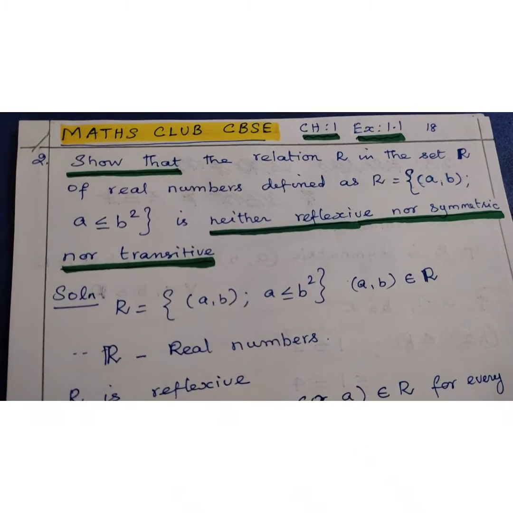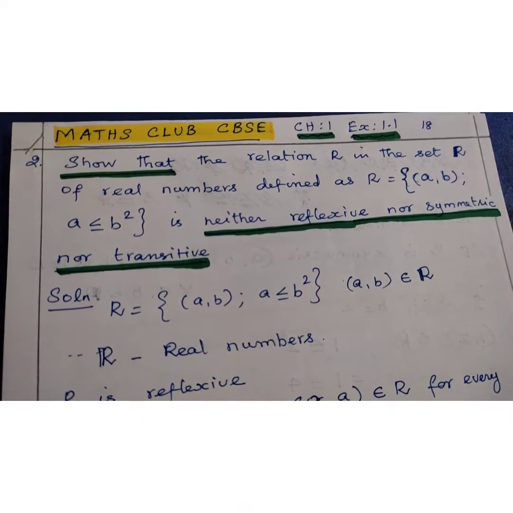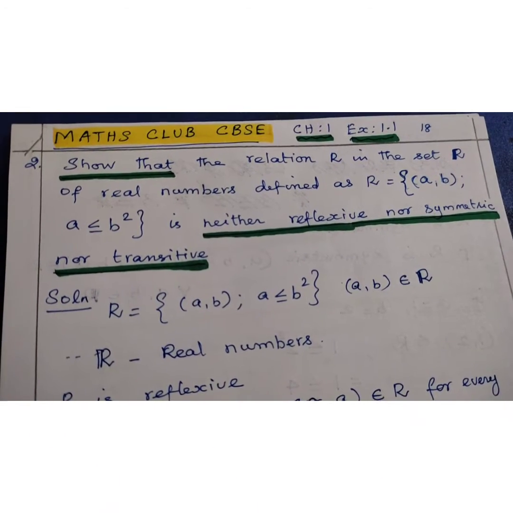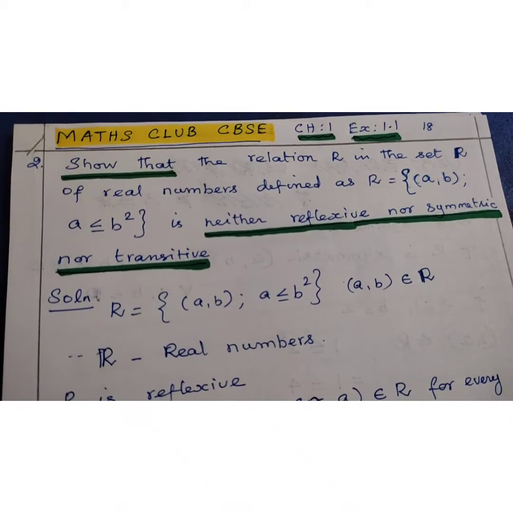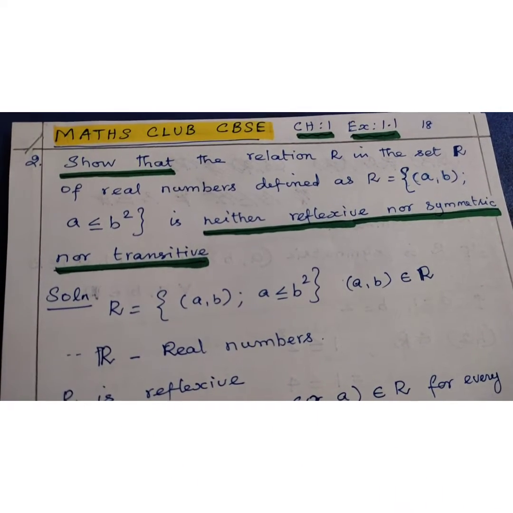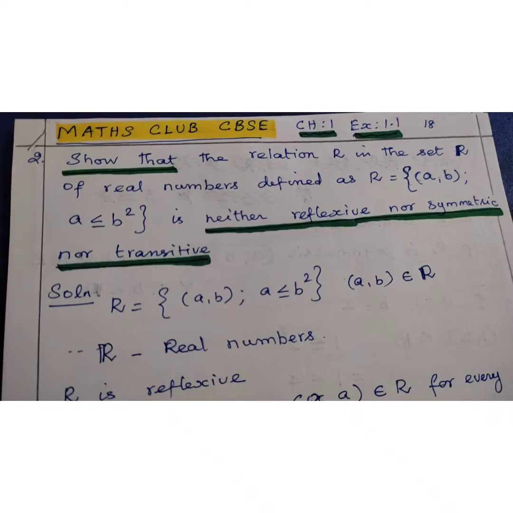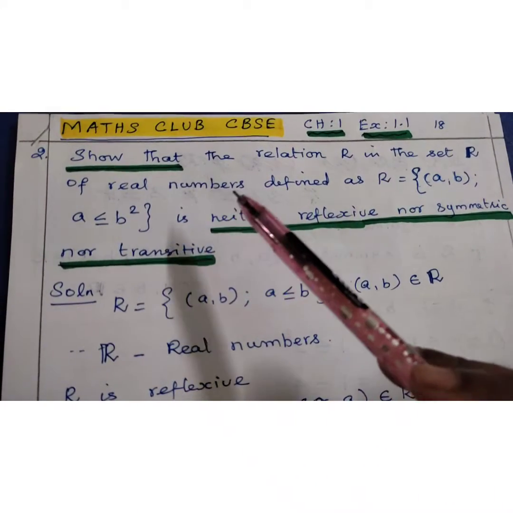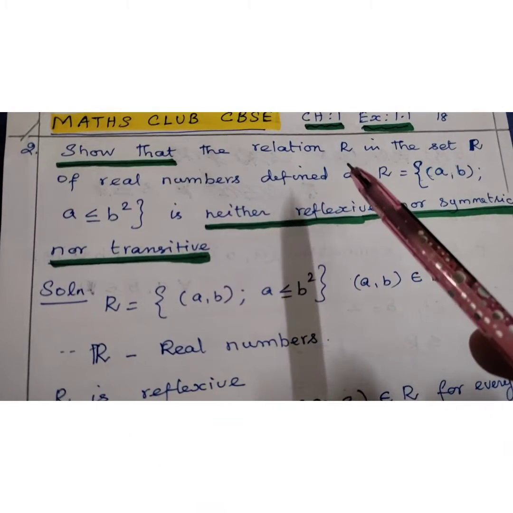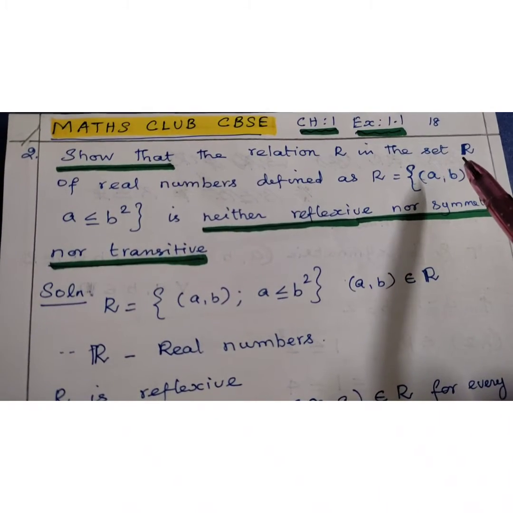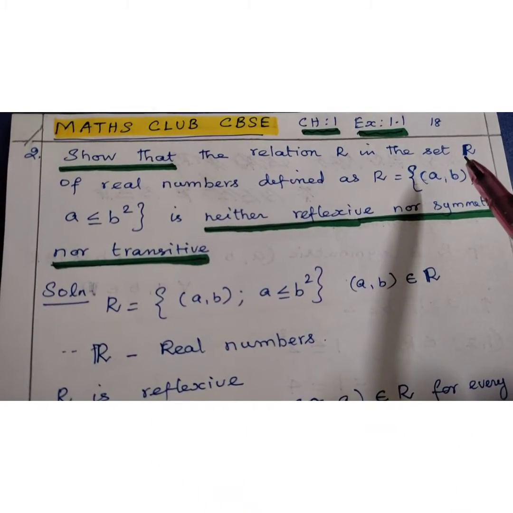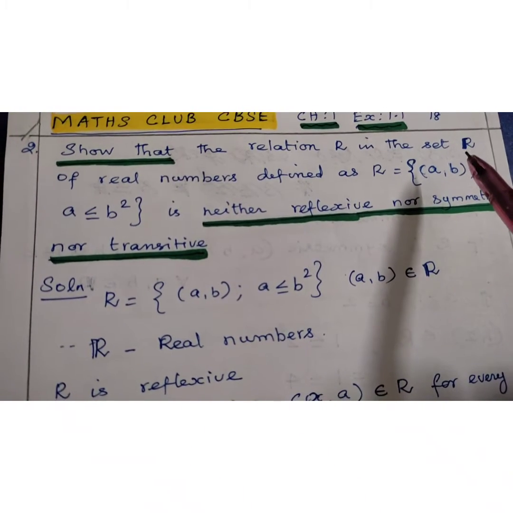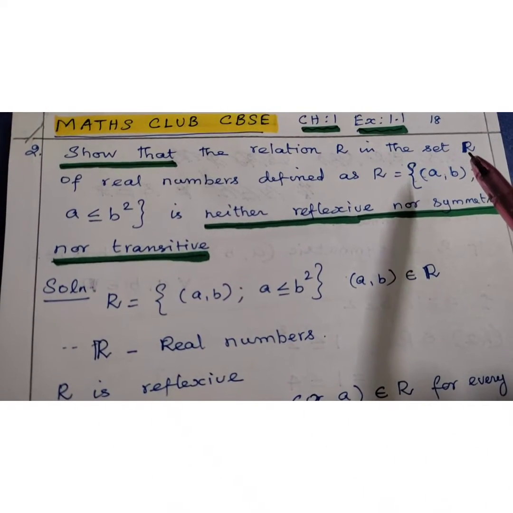In this video, first chapter Relations and Functions. In the chapter exercise 1.1, we are going to discuss now the second sum. The sum is: show that the relation R in the set R. This R is bold, no? This is a symbol of real numbers.